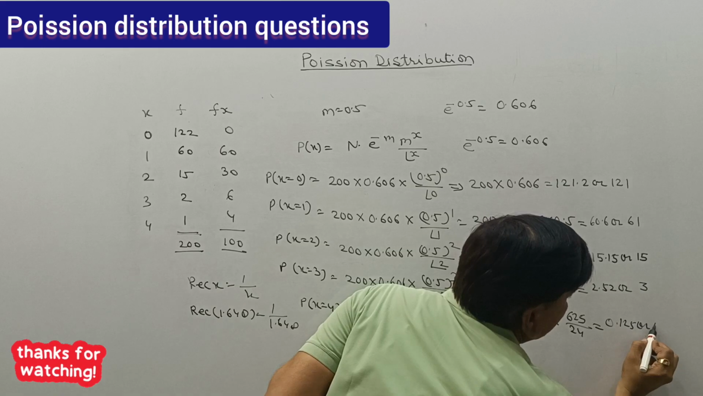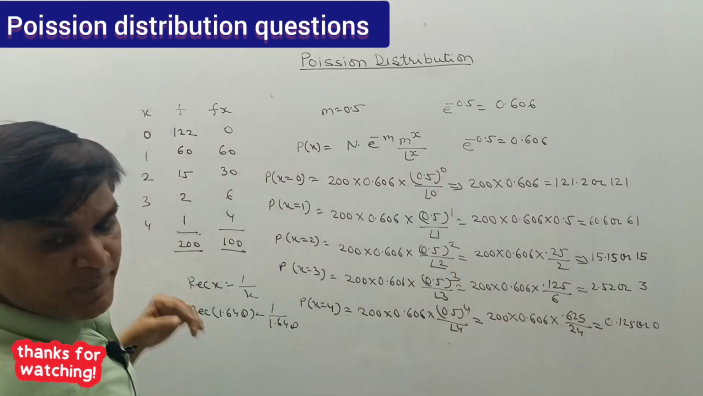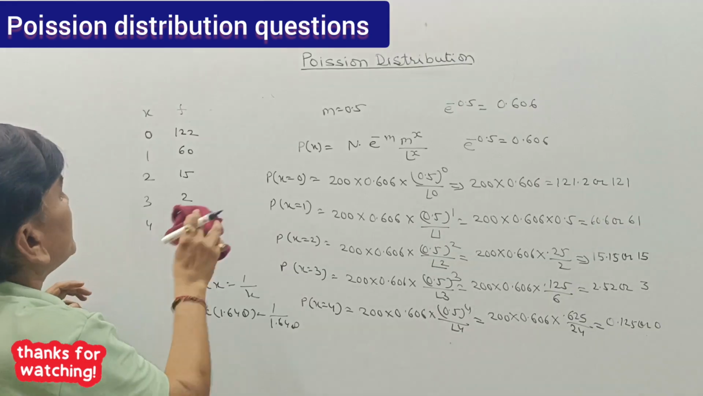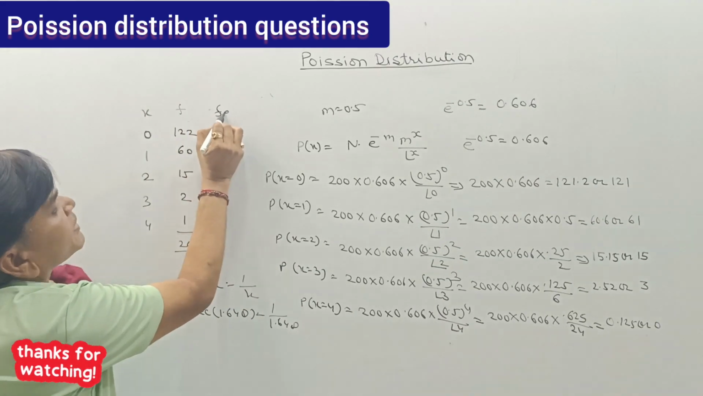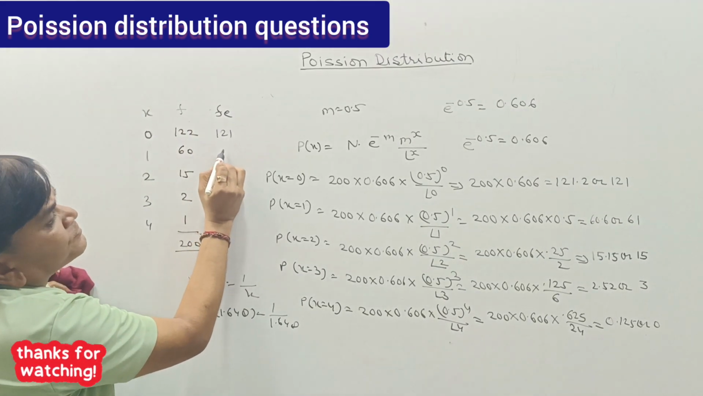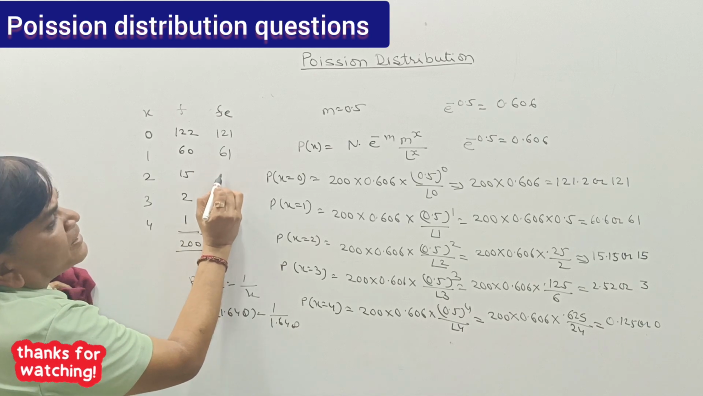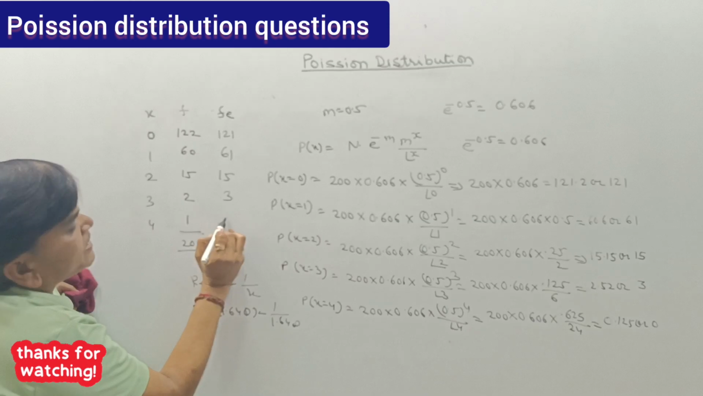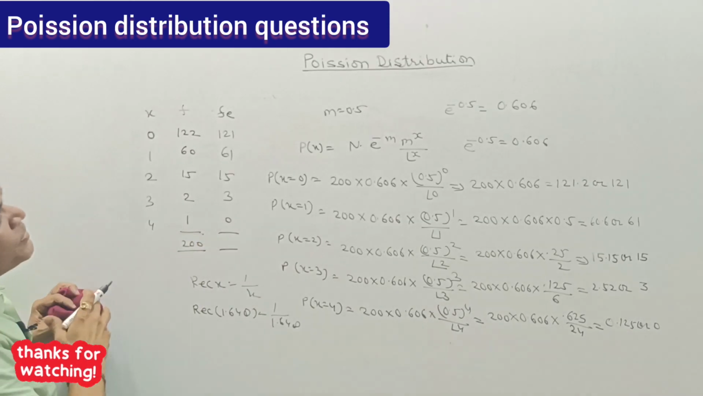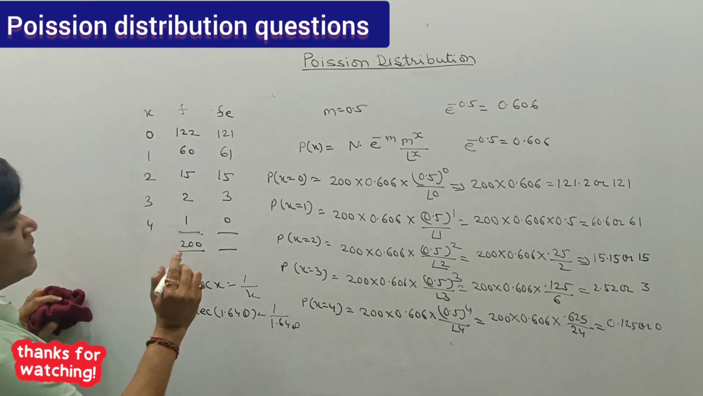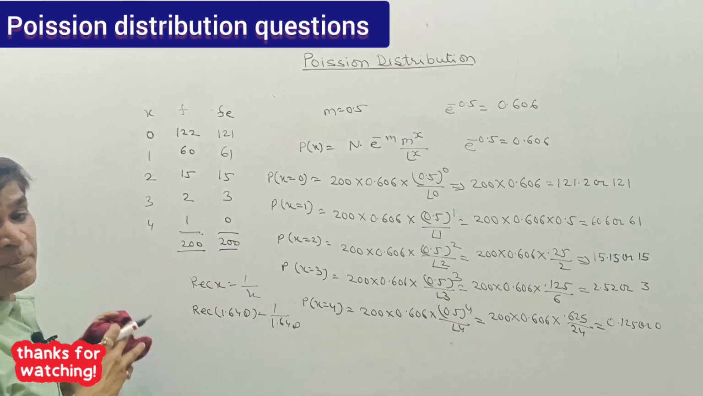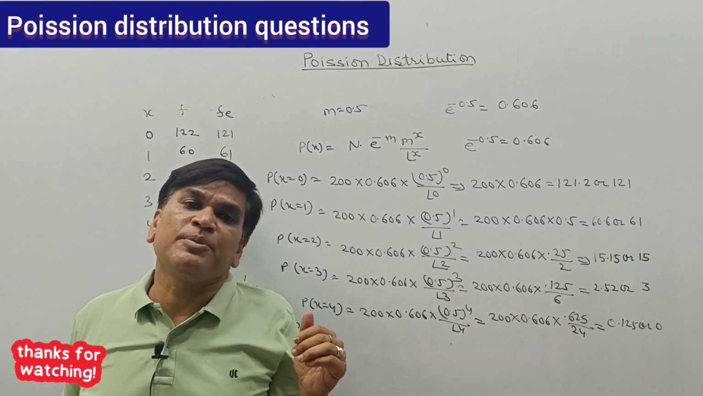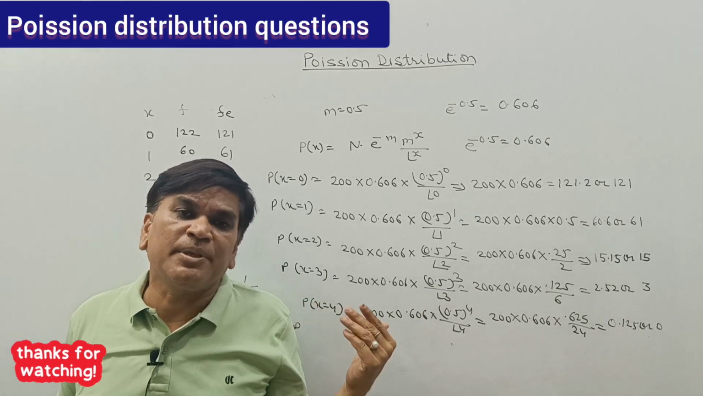0.125, or we will write here 0. So the estimated frequency we have calculated: the first one is 121, the second is 61, the third is 15, then 3, and this is 0. The total of this is 200. So with the help of the Poisson distribution, we can calculate the estimated frequency.